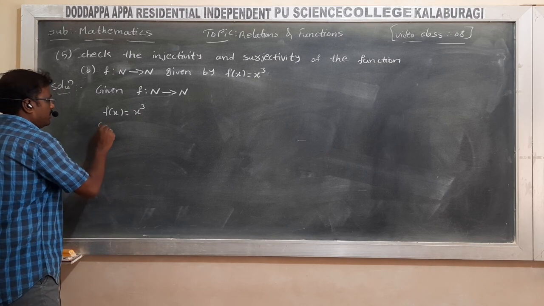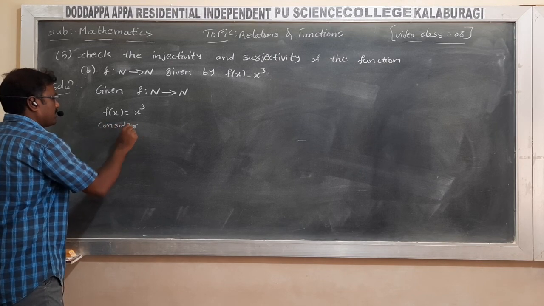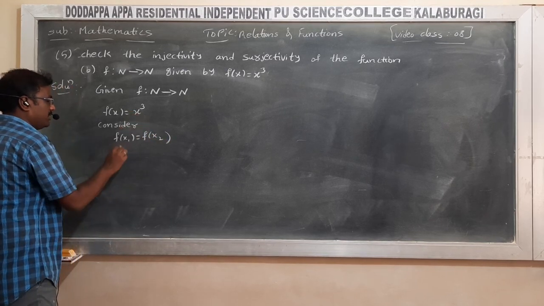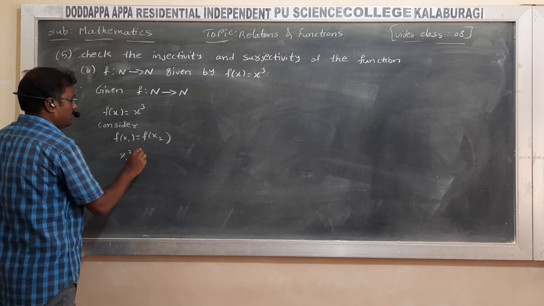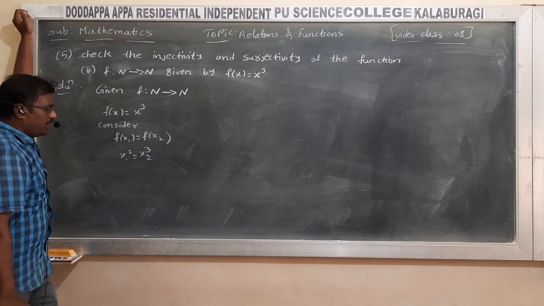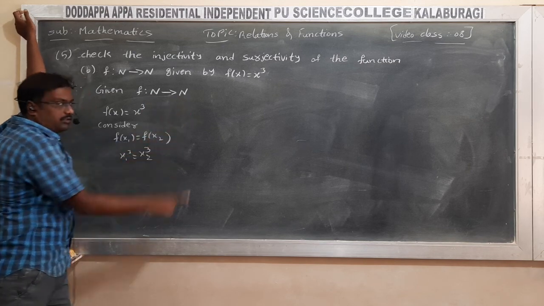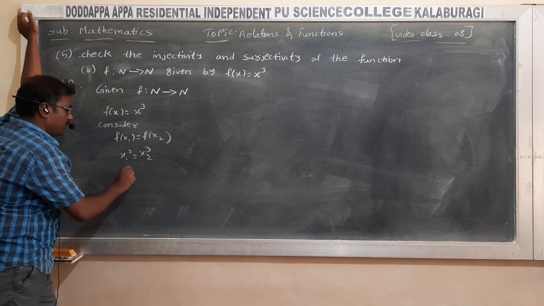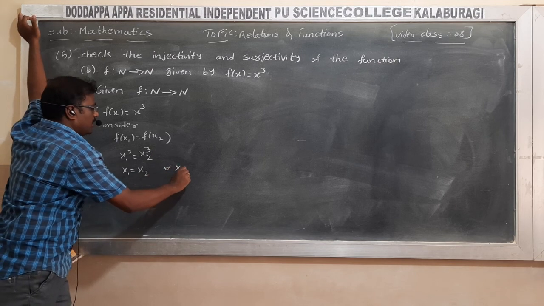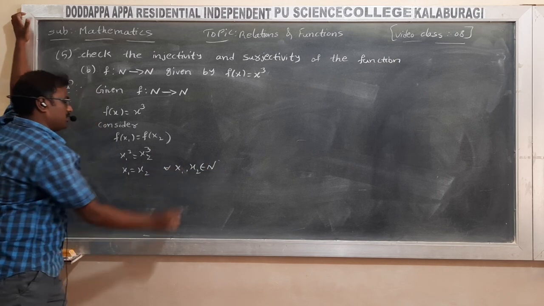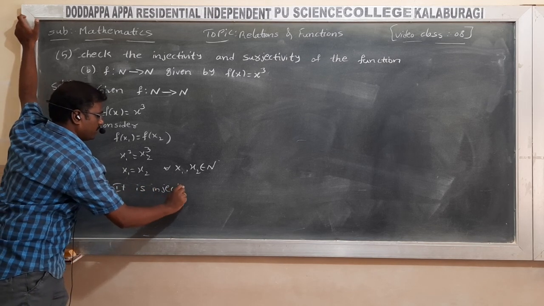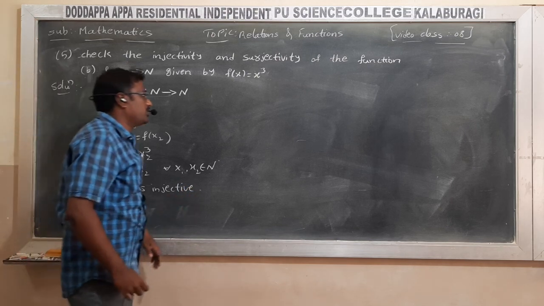So first you have to consider f of x1 is equal to f of x2. f of x1 means x1 cube, and x2 means x2 cube. Now here you can check: the given is natural number to natural number, meaning only positive values. So if you remove the cube, we get x1 is equal to x2 for all x1, x2 belonging to natural numbers. Therefore it is injective. Therefore it is an injective function.